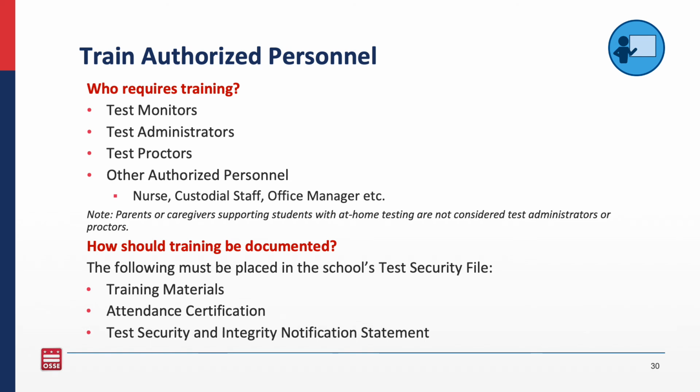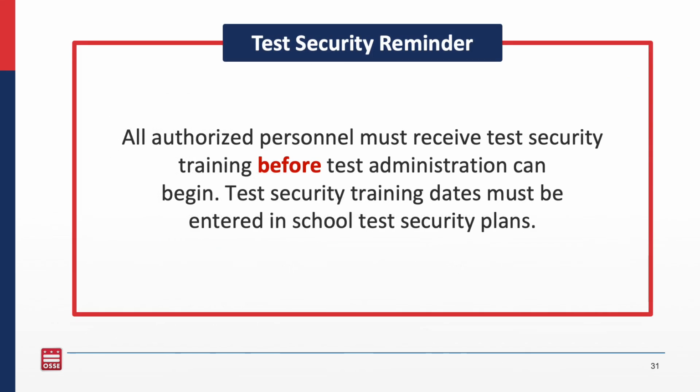Once training is completed, schools and LEAs can document that it has happened by putting the following information in their test security files: any training materials, whatever method the school uses to certify attendance or take attendance, and a copy of the test integrity and security notification statement. A test security reminder: all authorized personnel must receive test security training before test administration can begin. Test security training dates must be entered in the school test security plans.